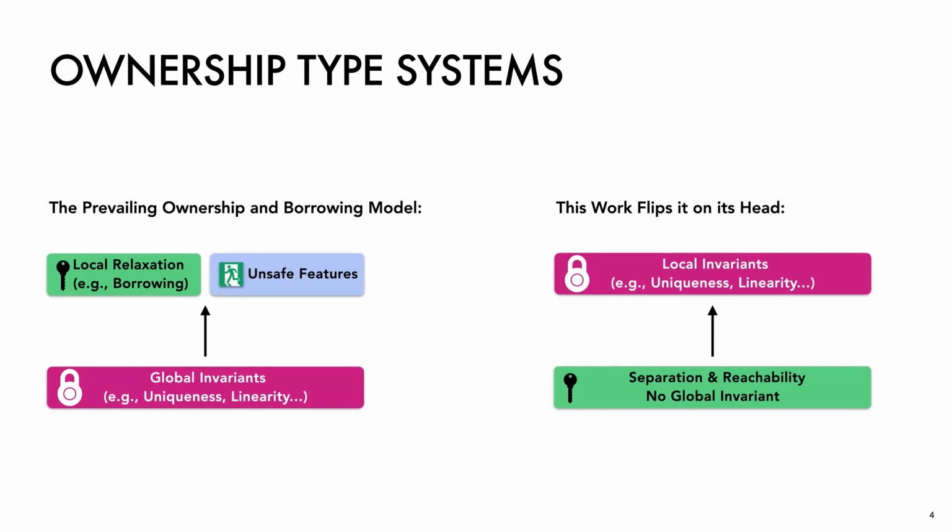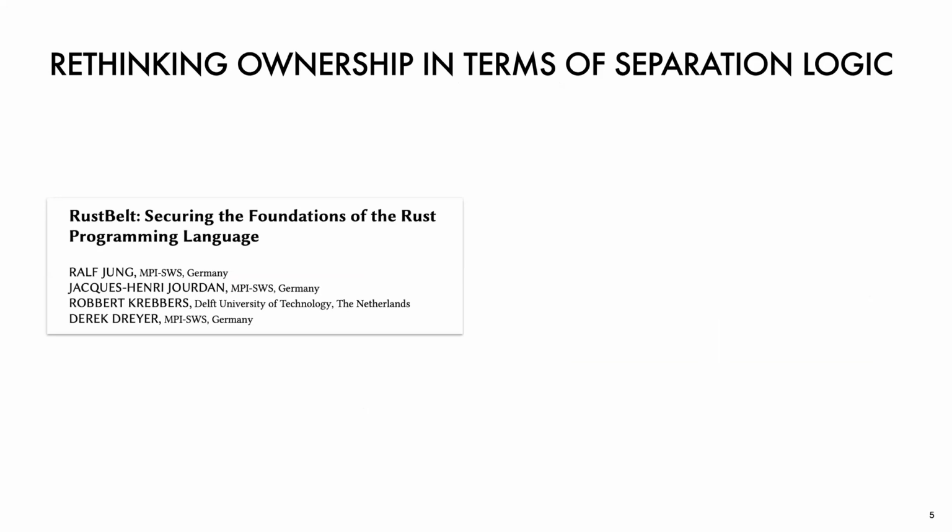We are flipping this on its head, and we don't impose any global invariants. Instead, we are opting for layering additional mechanisms on top of our language and enforce local invariants using some mechanisms. And we use separation and reachability at the type level. Separation comes from separation logic, and so you can think of this work about as rethinking ownership in terms of separation logic.